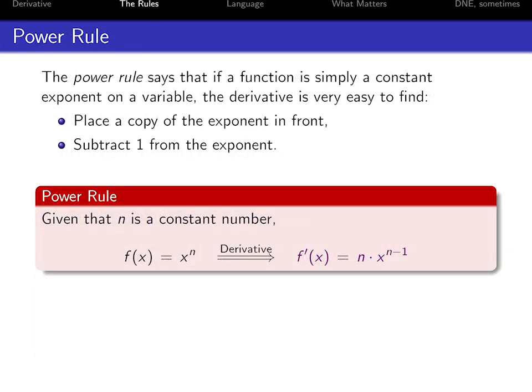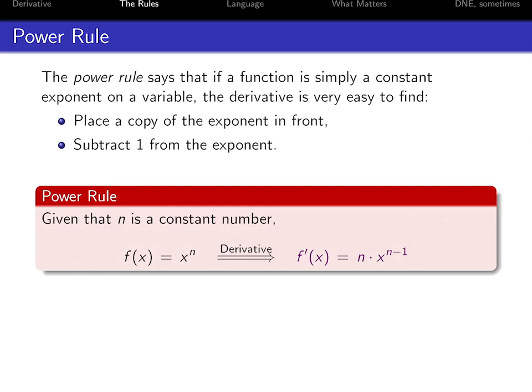All right, so our first rule is the power rule. This one says that if a function is simply a constant exponent on a variable, the derivative is very easy to find. All you do is you place a copy of the exponent in front, and then you subtract 1 from the exponent. And so, once again, saying it out, we've got that if given that n is a constant number and we've got f of x equals x to the n, then the derivative, f prime, is going to be n times x to the n minus 1.